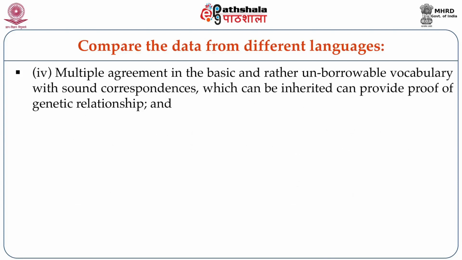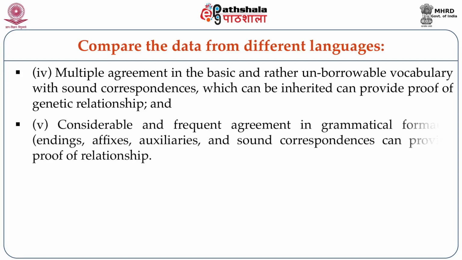4. Multiple agreement in the basic and rather unborrowable vocabulary with sound correspondences which can be inherited can provide proof of genetic relationship. And last, considerable and frequent agreement in grammatical formatives like endings, affixes, auxiliaries, and sound correspondences can provide proof of relationship.